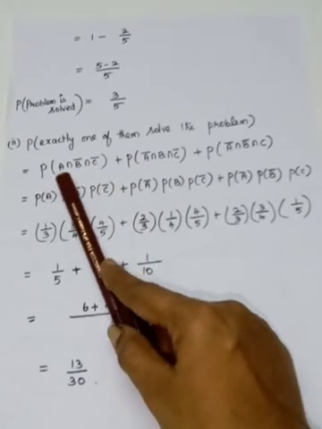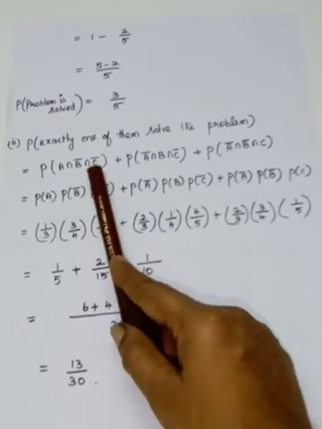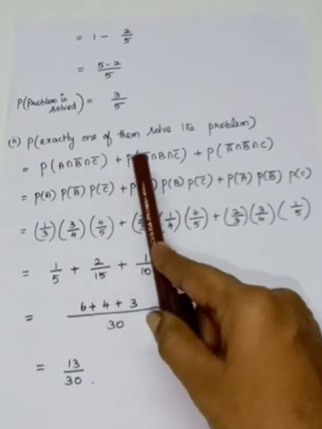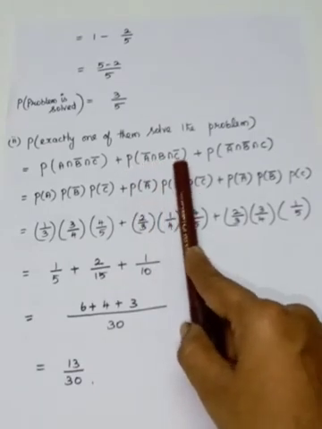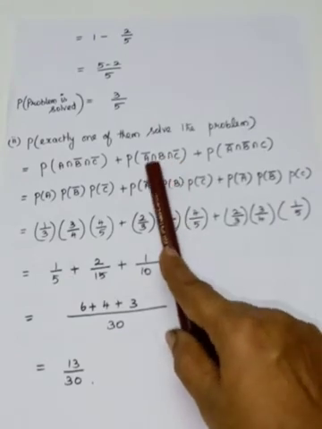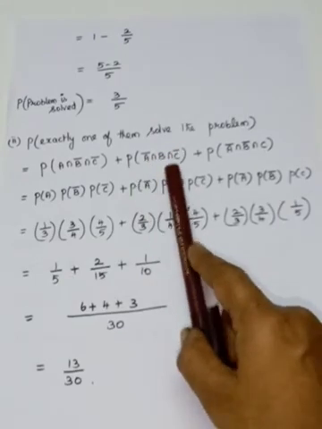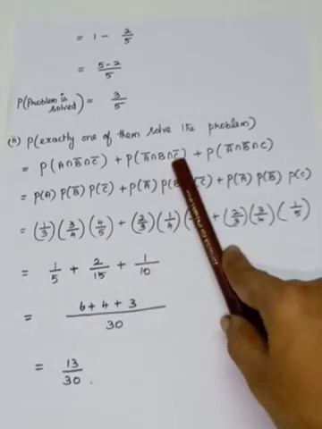So that's why I have written P of A intersection B bar intersection C bar, plus, or B can solve the problem. So P of A bar intersection B intersection C bar. Why are you using intersection? If B solves, it means A and C should not solve. So all three have to happen. Therefore P of A bar intersection B intersection C bar.